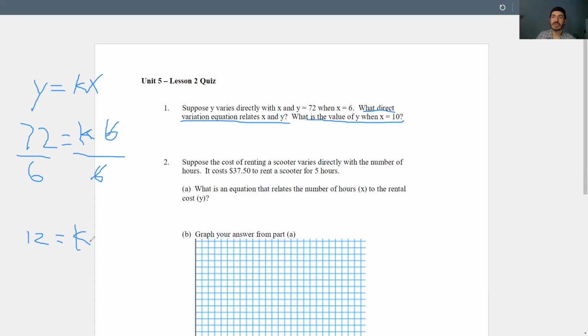This is not the answer to the problem. It's not what the problem is asking for. The problem is asking for what direct variation equation relates x and y. So here's the answer. y is equal to, because this is what a direct variation equation is meant to look like, this is the form of it, k is 12.